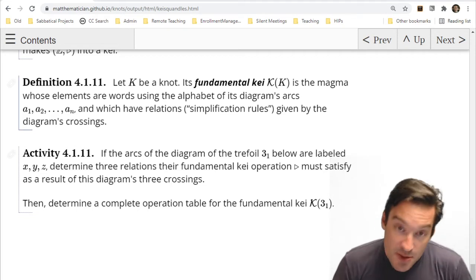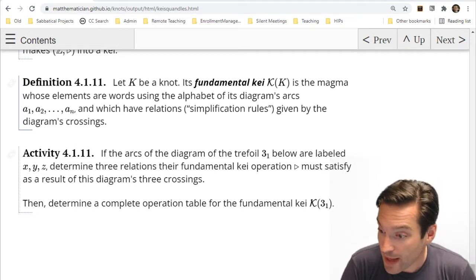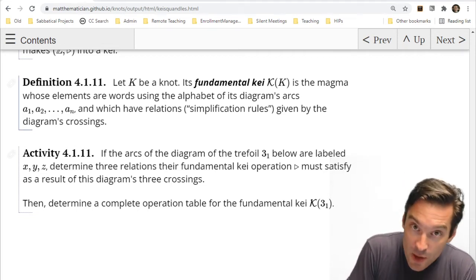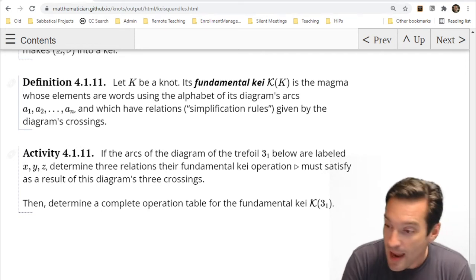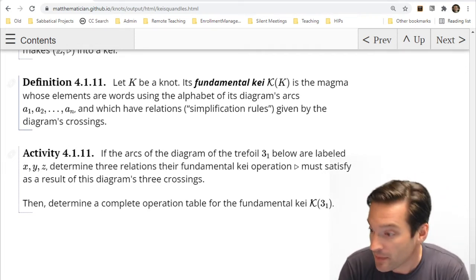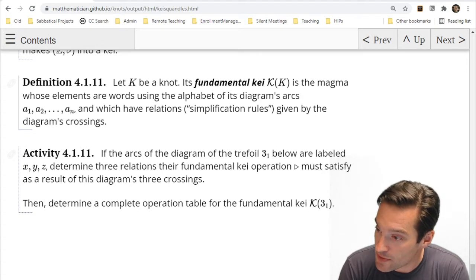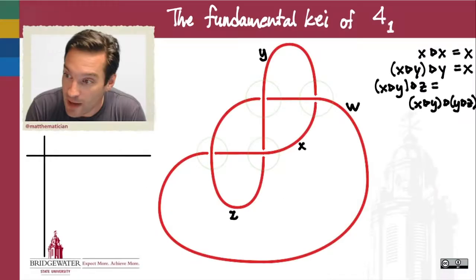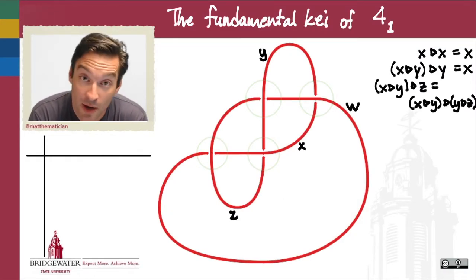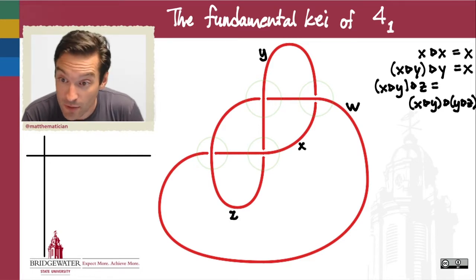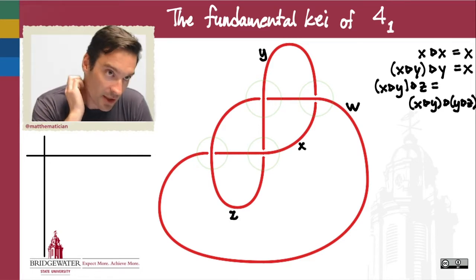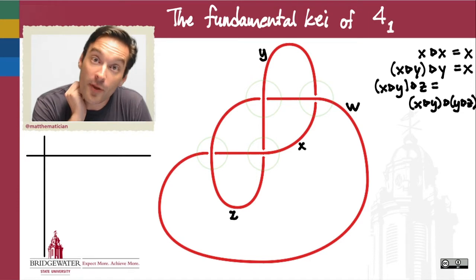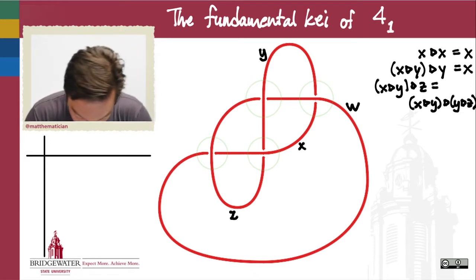And the relations, the simplification rules in the fundamental K, are just given by the equations, the relationships that we would get at each of the crossings in the diagram. So let's do an example together on a knot diagram. Here's a diagram of what's called the figure 8 knot, 4-1. It is the only knot with 4 minimum crossings in it.